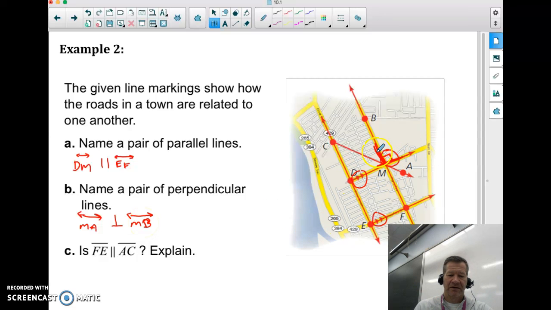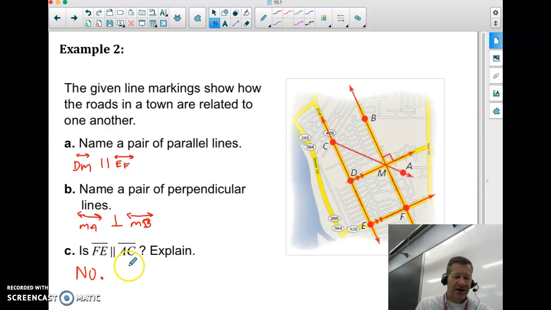So MA and MB. Last question, is FE parallel to AC? Well, we said earlier we definitely know that these 2 lines are parallel, MD and EF, because they're marked so. But you can see that MD and AC here are definitely not parallel. They're intersecting. So if this line is parallel to this one, it can't be possible that this one is. This one, if it would keep going, you can see it would definitely cross EF. So are these parallel? No.